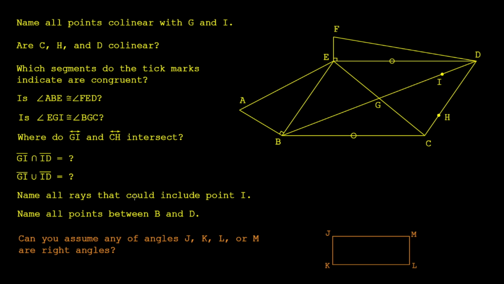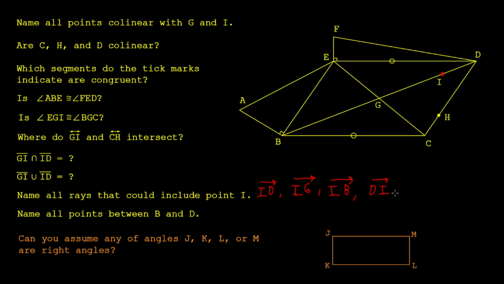Next, name all rays that could include point I. This is a much longer answer than I realized when I wrote it, because it's just any ray that passes through that point. So it could be ray ID, it could be ray IG, it could be ray IB. That's all rays starting with point I. It could be ray DI, which is different than ray ID because one starts at I and goes to D, one starts at D and goes through I.